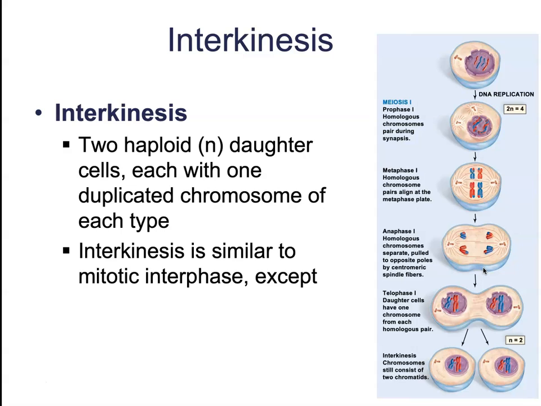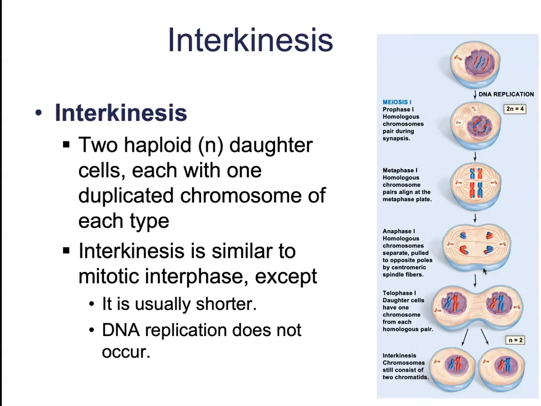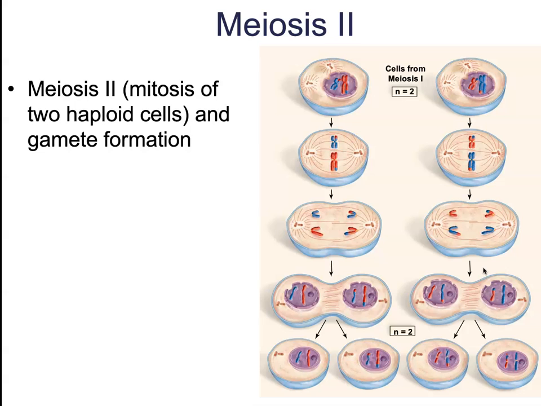So interkinesis is going to be really similar. We need to grow in size. We don't want our cells to continually get smaller and smaller and smaller. So we need to grow in size. We need to double our organelles. We need to increase our cytoplasmic volume. But we're not going to undergo DNA replication. This is going to be a really short phase. We're not going to be replicating our DNA. Our DNA is still replicated from earlier. We just need to divide it now. So all we really need to do is grow our cell volume and then move into our next phase of meiosis, which would be Meiosis II.